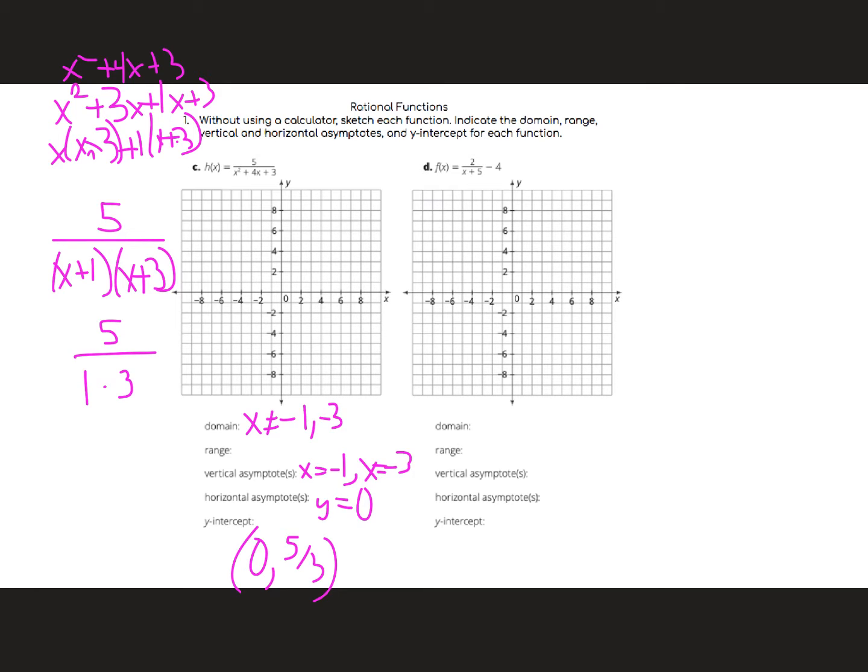And then the range is going to be the same thing as before when we talked about these previously. Y cannot be 0. Oh, actually, I think y is going to be 0. I take that back. I lied.